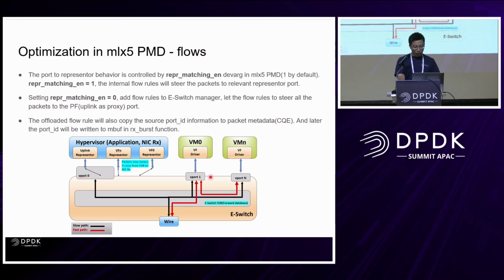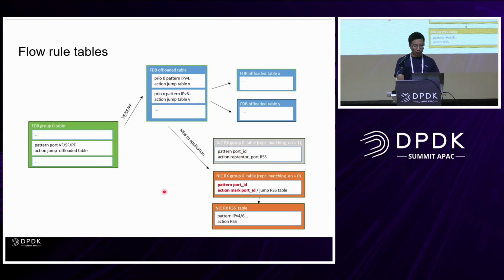So for the fast path, it is still the same. Once the application gets the missed packet, it will just offload the rules to the hardware. So next time everything works as before. Okay, then let's move on.